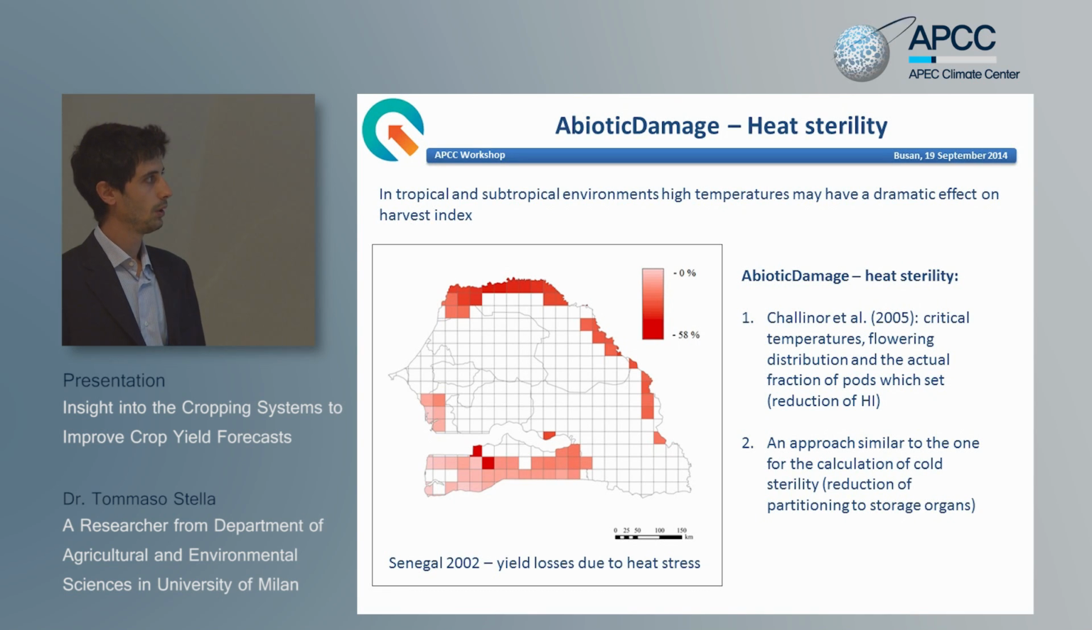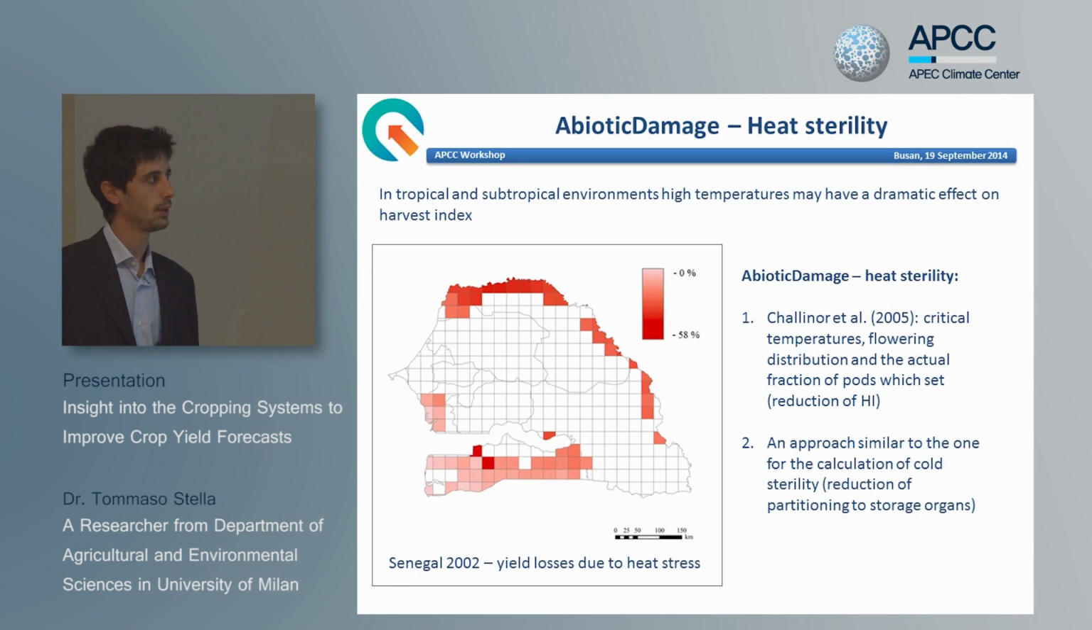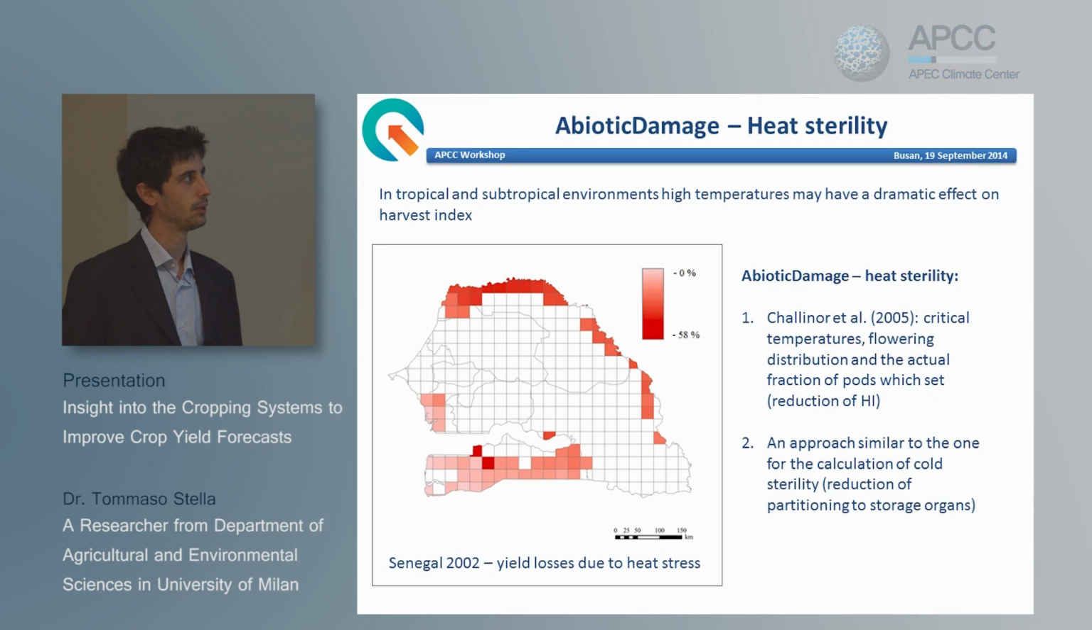And here we have the results of a sample simulation in Senegal, 2002. We can see that yield losses due to heat stress can exceed 50% in some areas of the country.